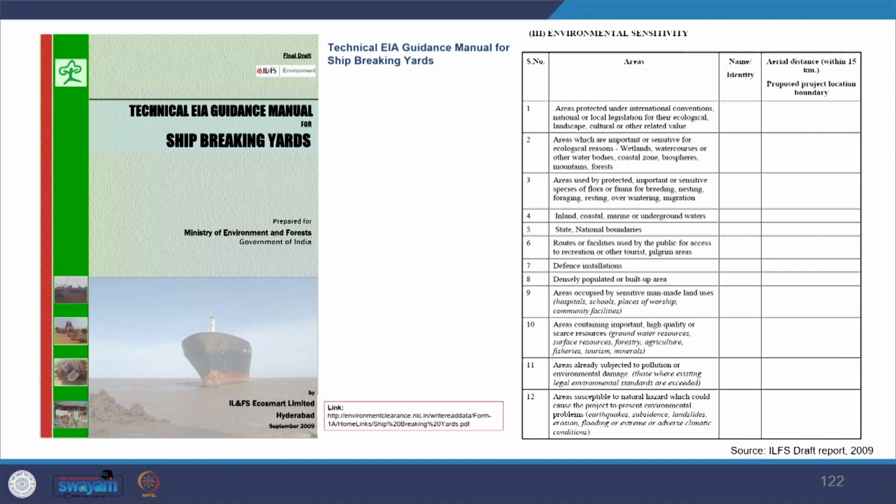Here, as per the manual, you can see how they are looking at environmental sensitivity, again taken from the shipbreaking yard example. You would look at certain parameters given here in the Indian scenario. You have areas protected under international conventions, which you would consider to be more sensitive, and so on. Areas which are important or sensitive, areas used by protected, important or sensitive species, inland, coastal, marine or underground water, and what all things have to be taken care of. This sensitivity is also given. And then you would also use the current and historic data to understand this.